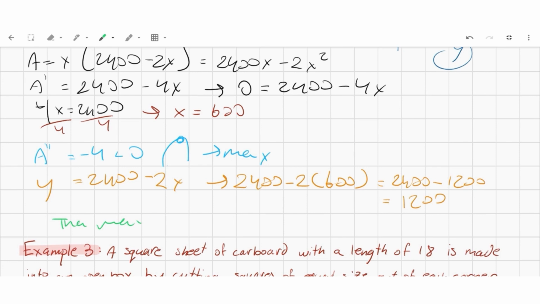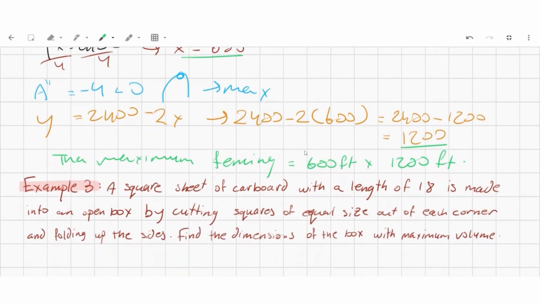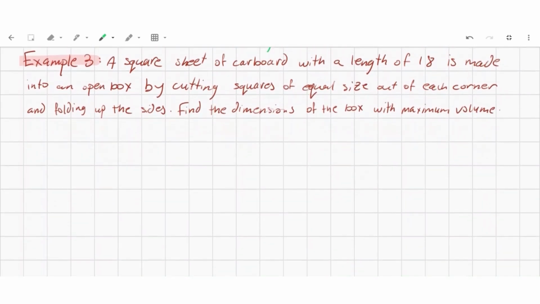So the maximum fencing dimensions are equal to 600 feet multiplied by 1,200 feet. The same values we found for x and y. On to the third example, and this is probably as hard as it gets, and it's still really, really simple.